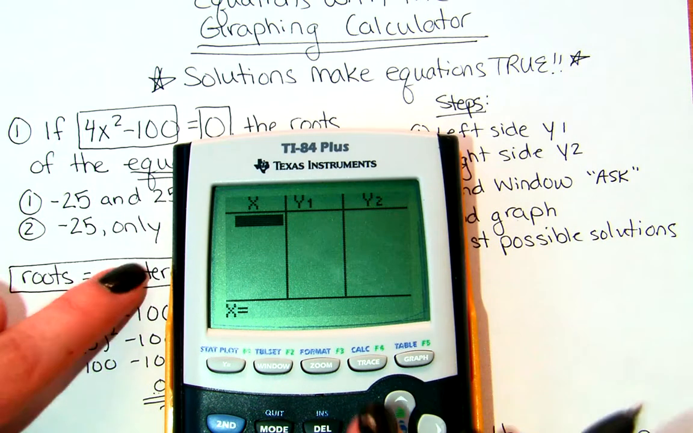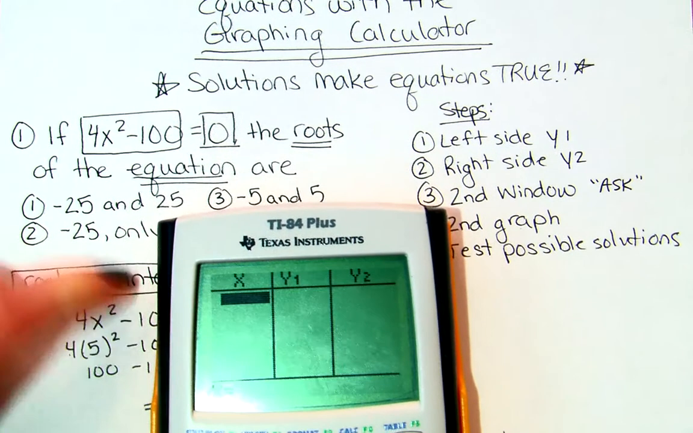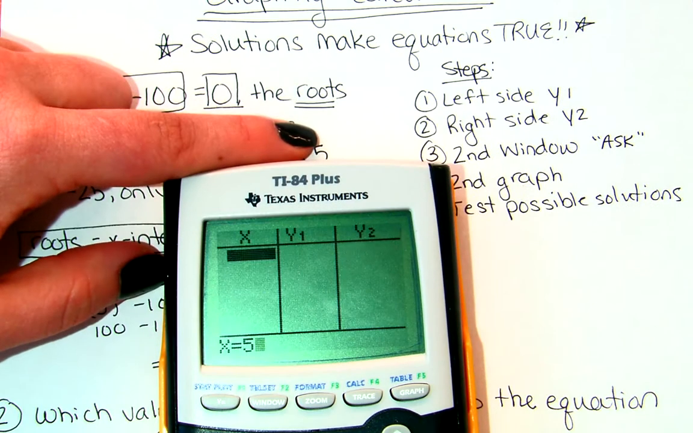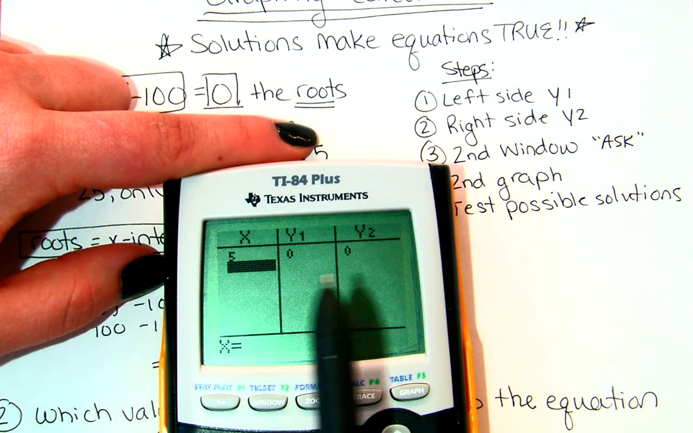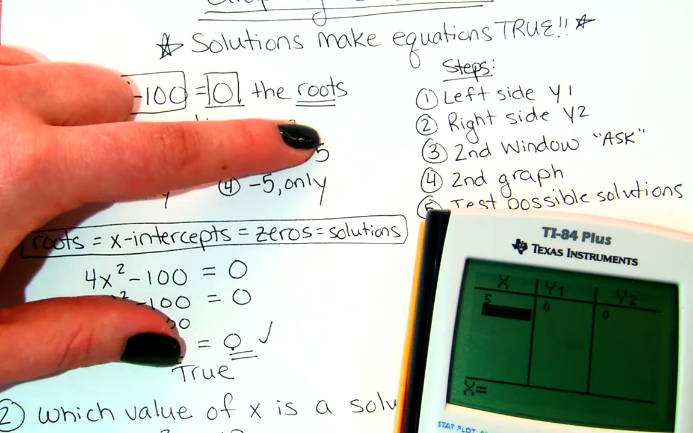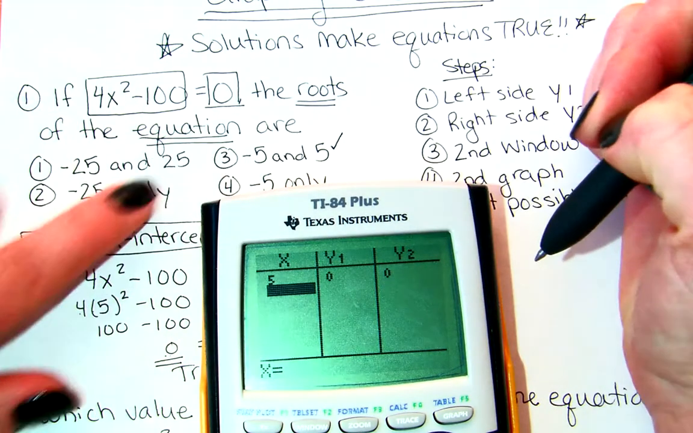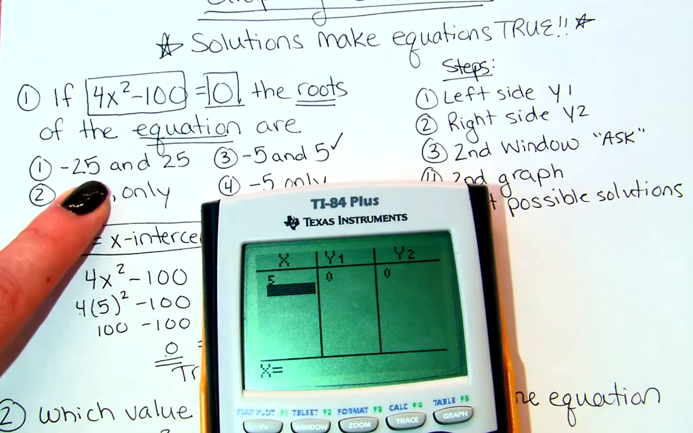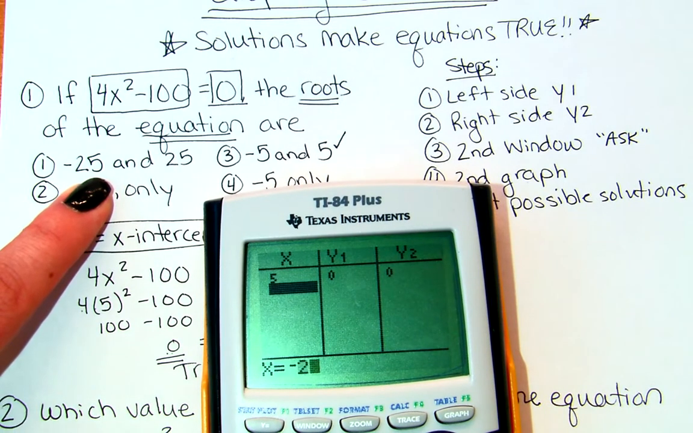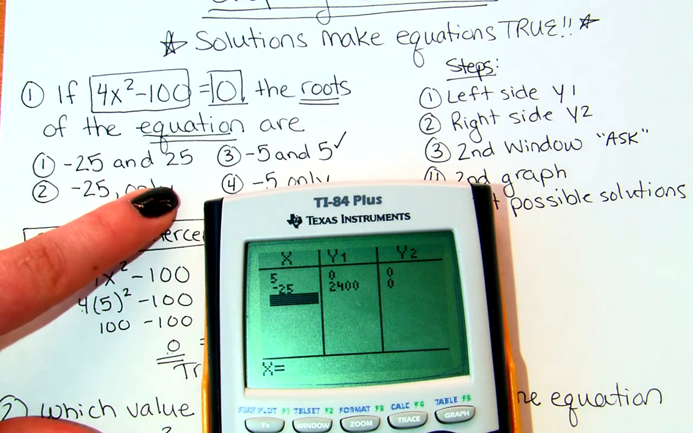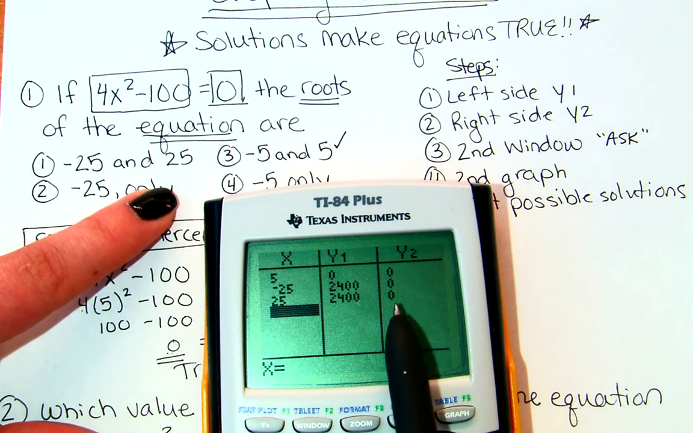So let's start with that idea. Let's start with 5, since we already did the math. I'm going to type in 5 and press enter, and I get 0 equals 0. Well, that's what I wound up with down here. So we know that 5 is a solution. Let's just verify the others. If I type in negative 25, they are not equal. If I type in 25, they are also not equal.